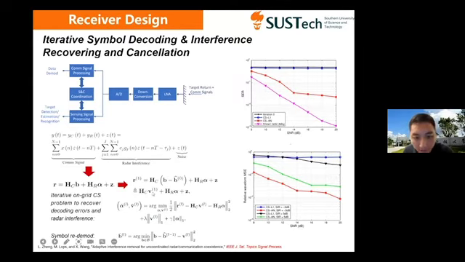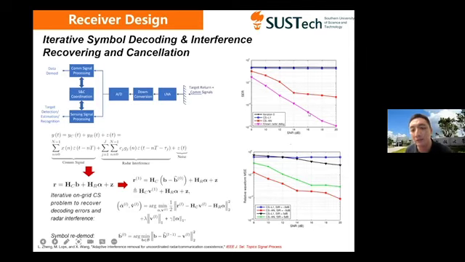Then we have this V and this alpha, we have this equation, and we can formulate an on-grid compressed sensing problem to recover the decoding errors and radar interference. We believe that the error can be sparse, because most of the elements in this vector can be 0, and the radar signals can be sparse in some dictionaries. Then we can formulate this on-grid compressive sensing problem to iteratively recover decoding errors and radar interference. By recovering these errors, we can have a symbol decoding like this.